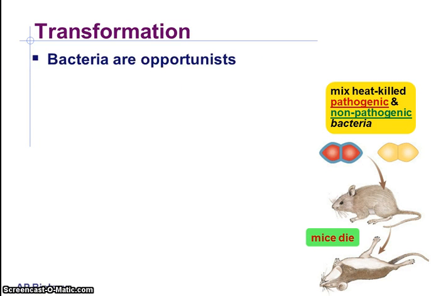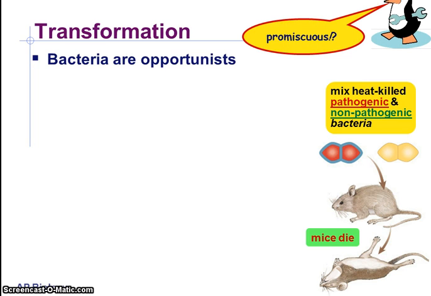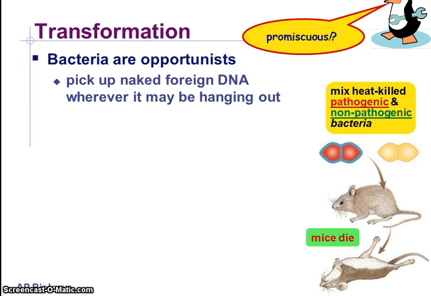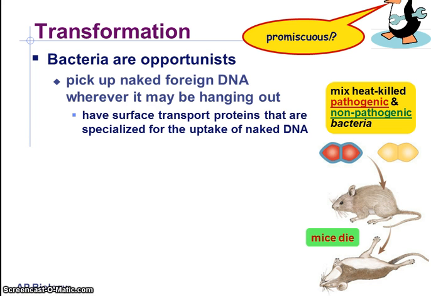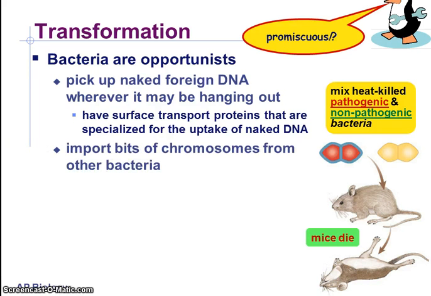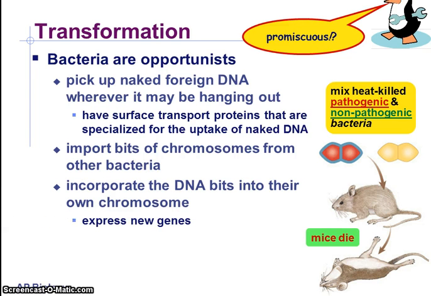Transformation. So we actually did this with the bacteria. Yes, they will pick up foreign DNA wherever it might be hanging out, and so they have surface proteins that are specialized to take up this DNA, and they'll import bits of chromosomes from other bacteria, so they just take it, and then they're able to express new genes, a form of recombination.